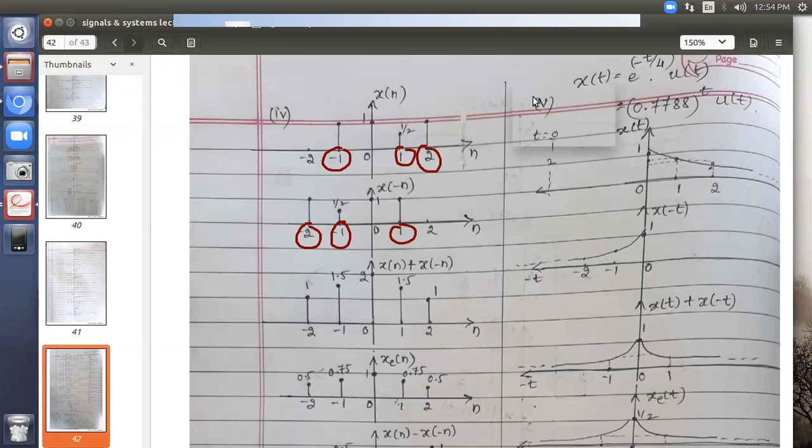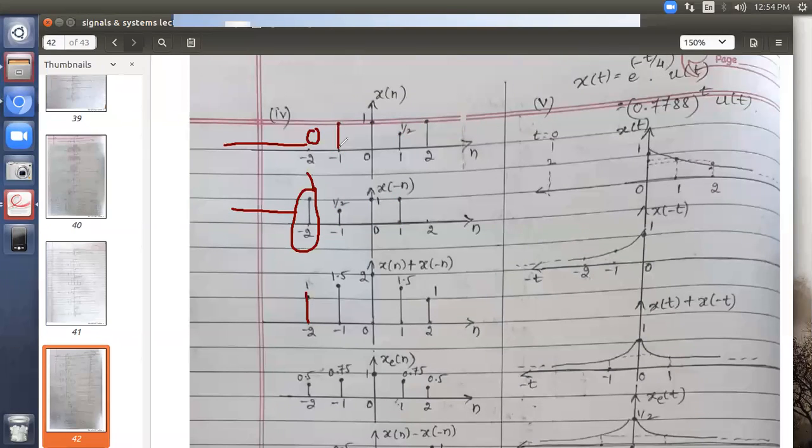Once you get the reflection, go for addition. When you add, let's start from the leftmost. This second signal is starting at -2. Here it is 0. 0 plus 1, you have 1 here. 1 plus 0.5 is 1.5. At 0, observe 1 plus 1, it is 2.